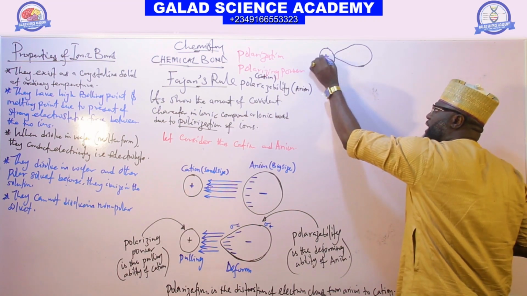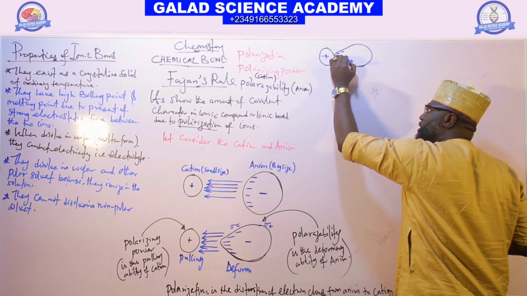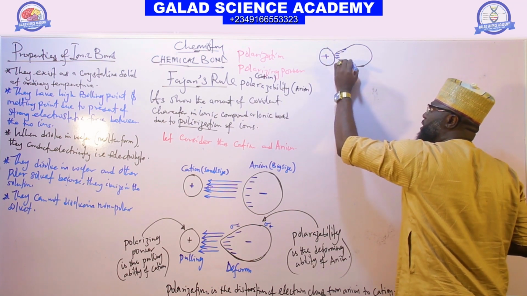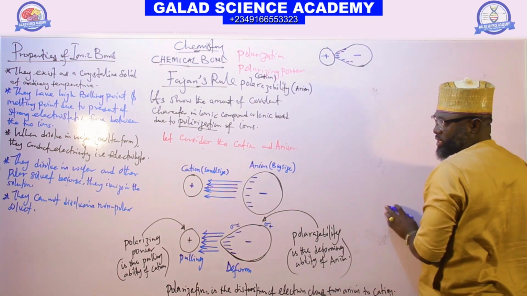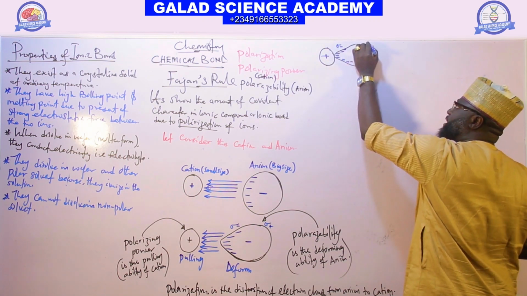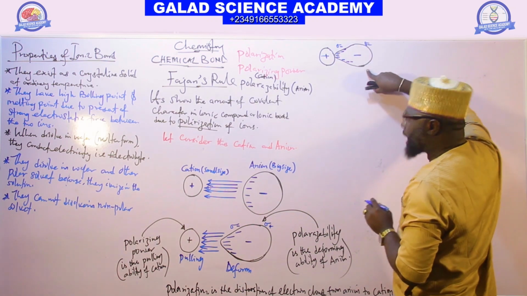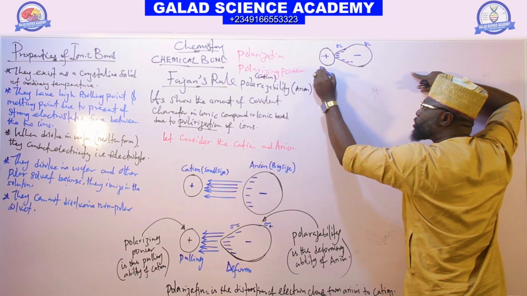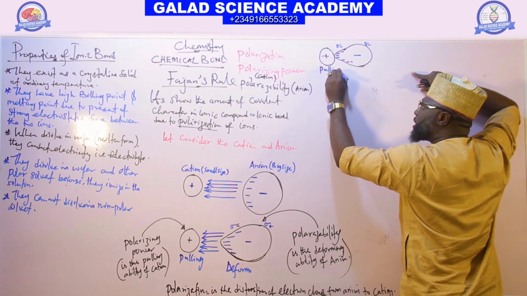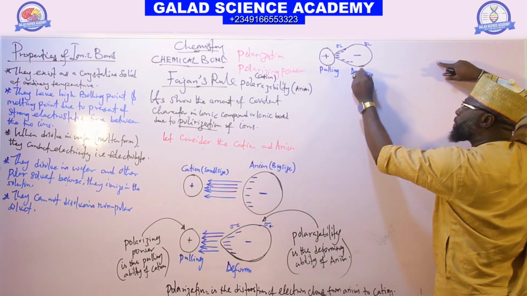So when it now gets to the cation, you will have this positive charge. The electron cloud will lie on this surface, and this is the negative charge. This surface will be a partial negative charge. And this one is the pulling, this one is the deformed.